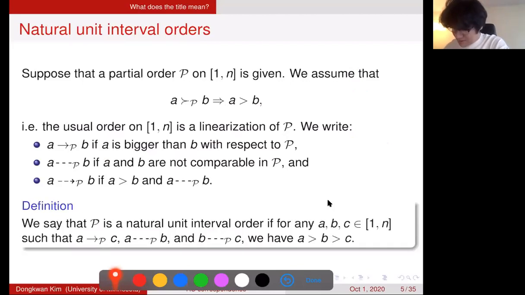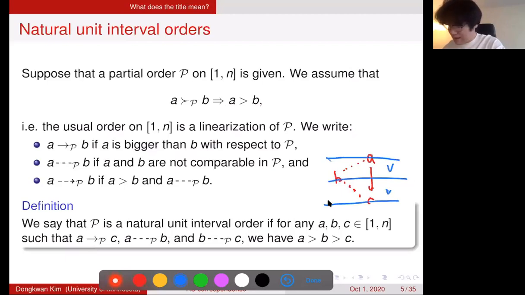Then the definition. We say that P is a natural unit interval order if for any numbers A, B, C such that A is greater than C with respect to P, A and B are not comparable, and B and C are not comparable, we have A, B, C in this order respectively. So it means that if you have A, C, B, and you have this and this, the usual order will give you this rank, say. And then this B here cannot be bigger or smaller than this interval.